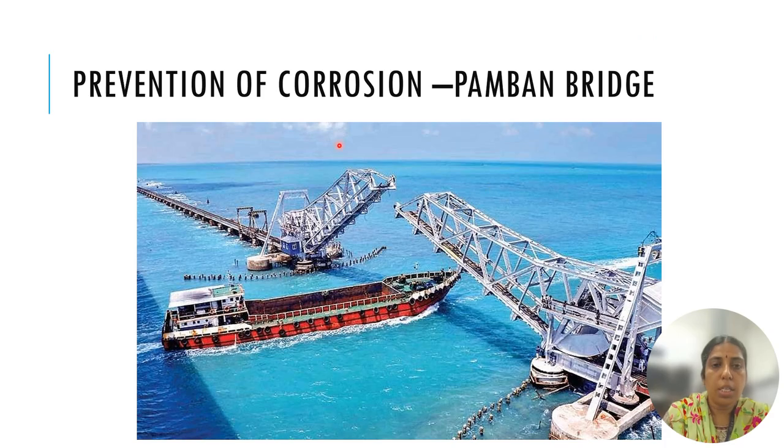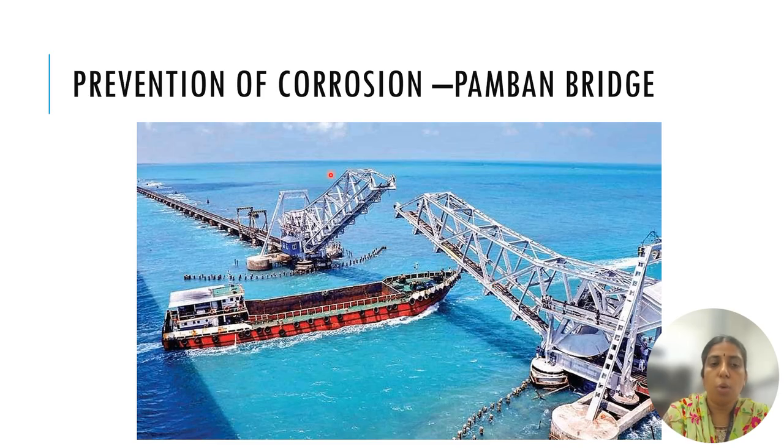Next is prevention of corrosion of the Pamban Bridge. This is a very good example, as we all know about this Pamban Bridge. Pamban Bridge is about 2.2 kilometers. It establishes a connection between Dhanushkodi and Mandapam. Here we have the ferry movement where the steel structure can open up to 90 degrees, and this is also one of the oldest bridges connecting two parts of the country.